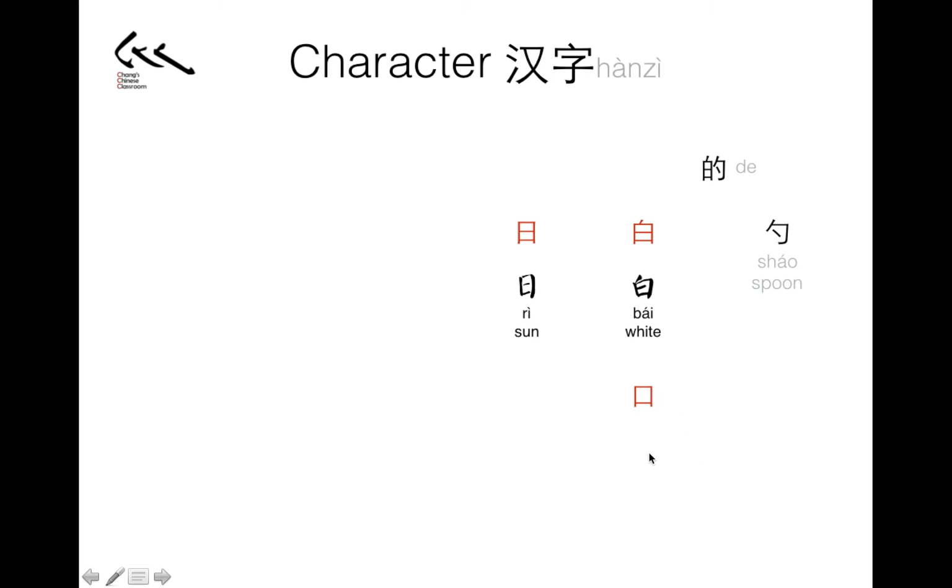This one, what is this? Anybody know? This square is the mouth. 口. All of them very important radicals, right? 口. And this one, 口, is the radical of our new word and also a character of today. 号. Just remember, what's the meaning of 号? It is the date.